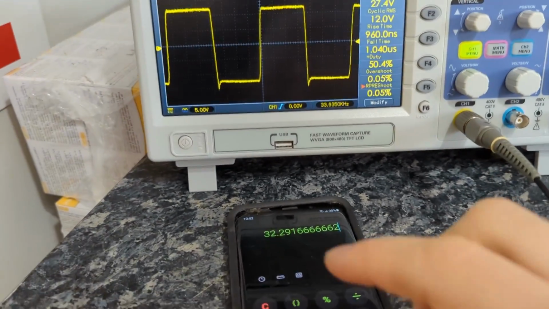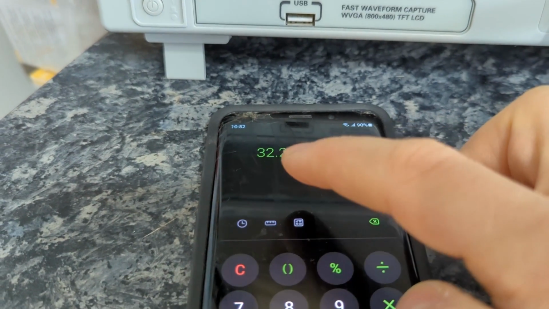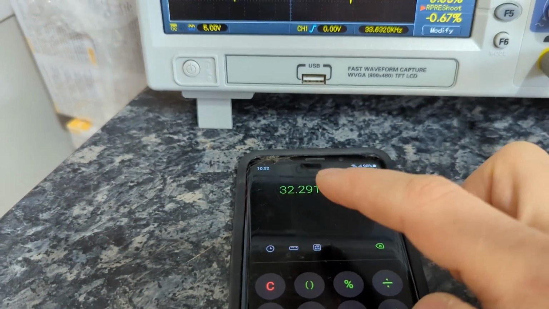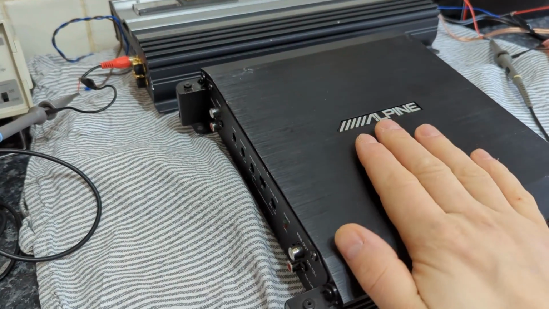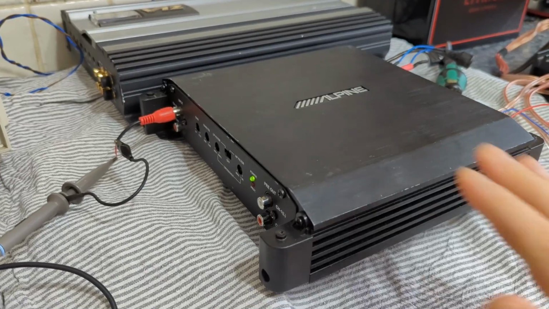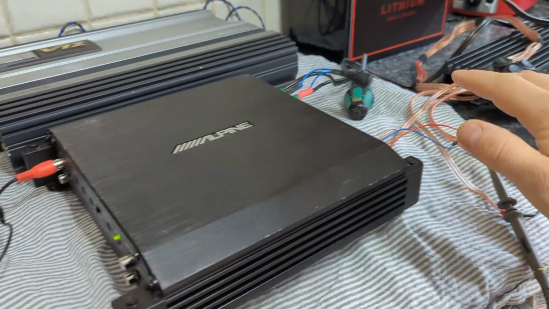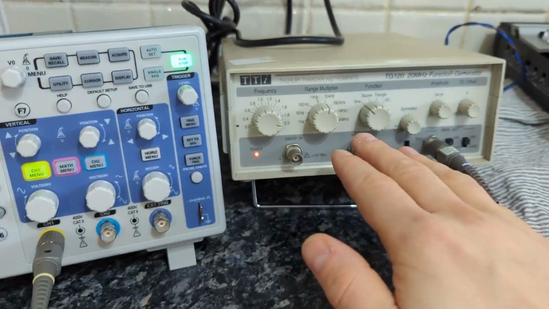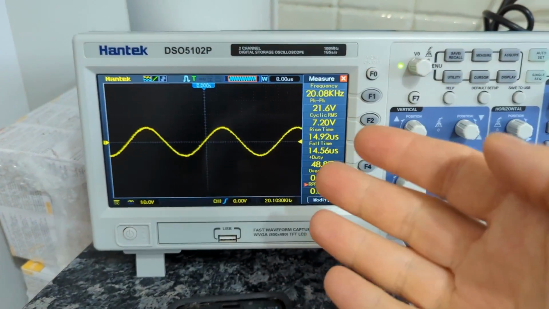Okay, so now we know that at 10 volts RMS, we have 32 volts per microsecond slew rate for this amplifier. Let's switch everything and measure the bad one. Now I have connected the smaller amplifier exactly the same way, RCA, 4 ohm load. I'm playing a sine wave for now, and I'm having this. So now I need to find where it clips.